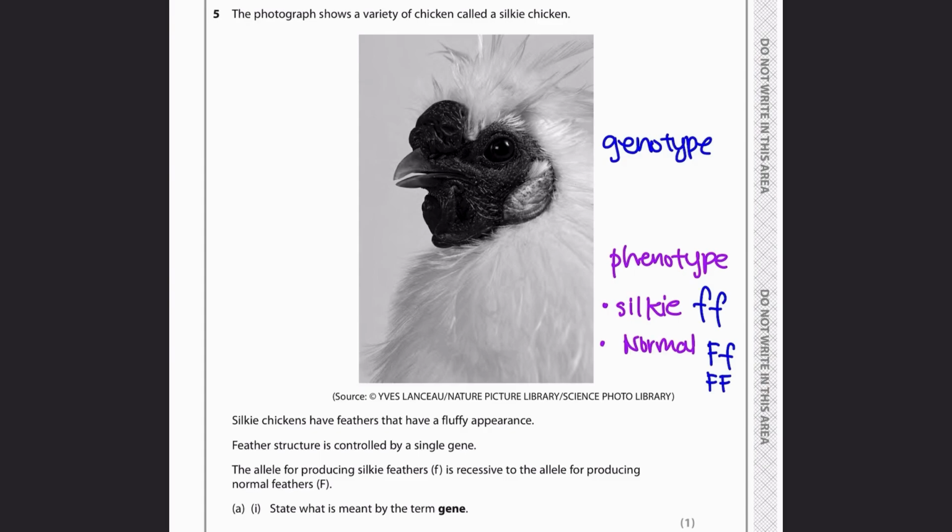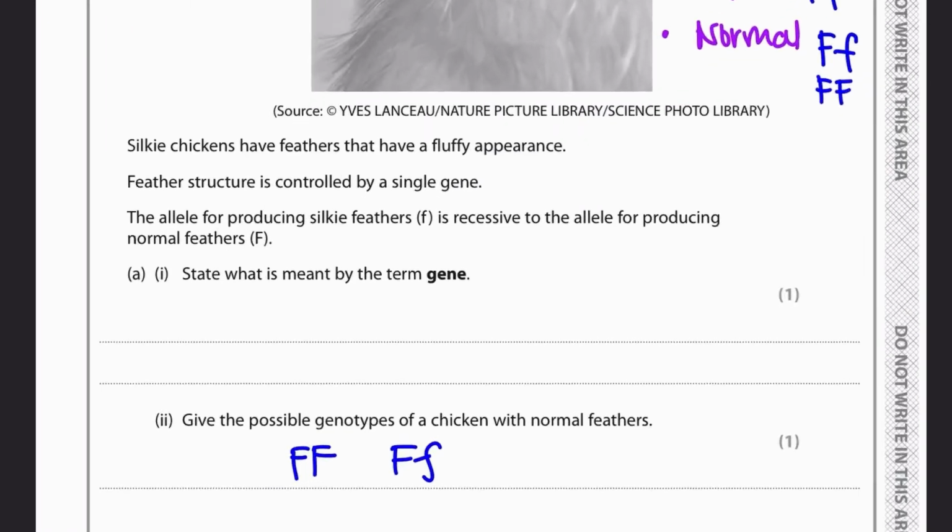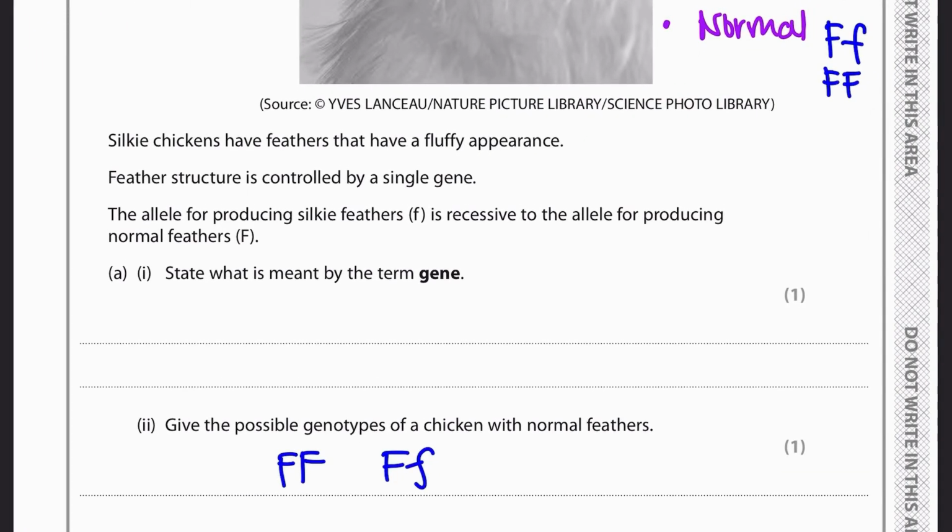And here it asks you what is meant by a gene, and from the definition, it is a section of DNA that codes for a specific protein. In this case, it's the protein that gives rise to the feather appearance. Okay, so we're talking about the big F gene or the small f gene. And here it asks, give the possible genotypes of a chicken with normal feathers. So remember, genotype is the letters, and if it's normal, it will just be big F, small f, or big F, big F, like this. Okay, so that is the normal one.